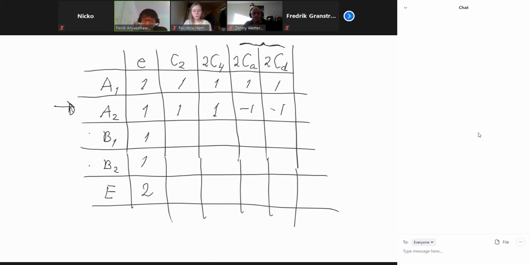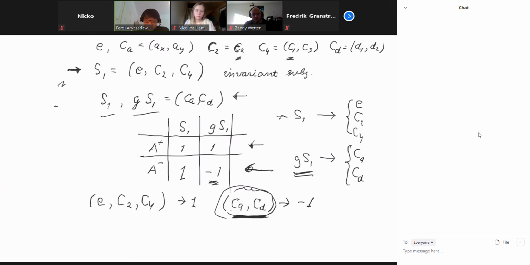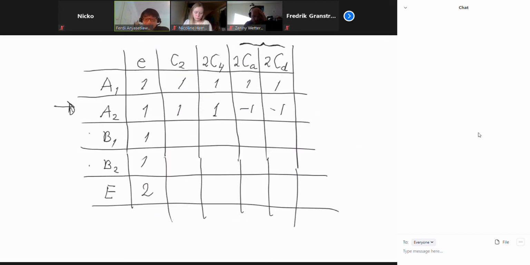Because we look at this one here, the C2, C4. The unit element is replaced by 1. Now if I look at this one here, C2 and C4, this 2 is replaced by 1.